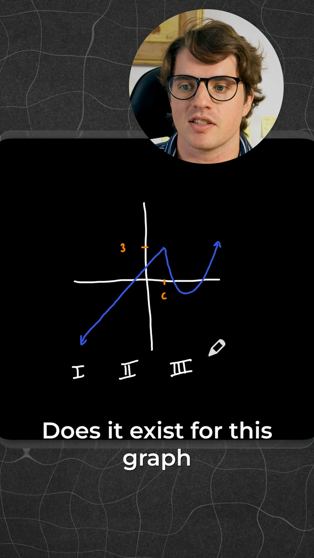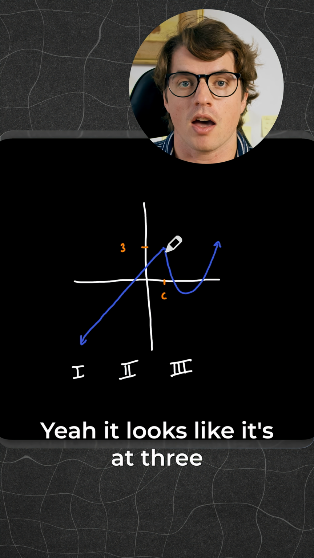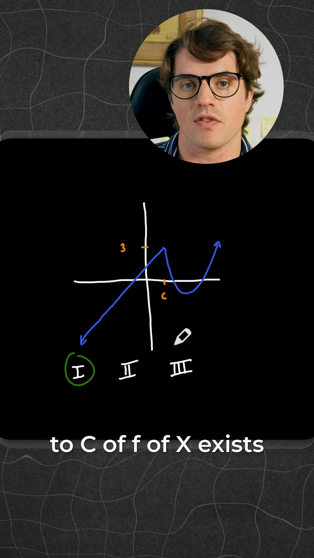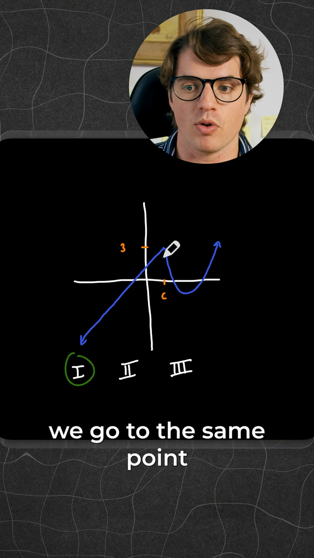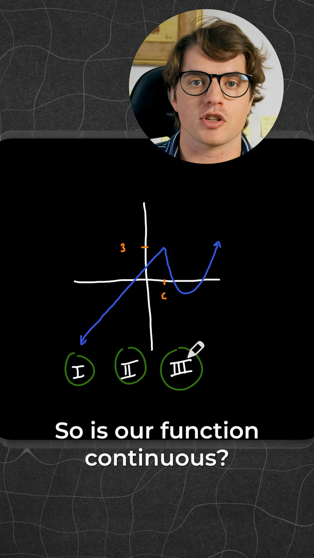F of c, does it exist for this graph? Here's c, here's f of x. F of c, yeah, it looks like it's at 3, so that's fine. 2, does the limit as x goes to c of f of x exist? Yeah, as we come from the left and the right, we go to the same point. We go to 3. Are these equal? Yes. So, is our function continuous?